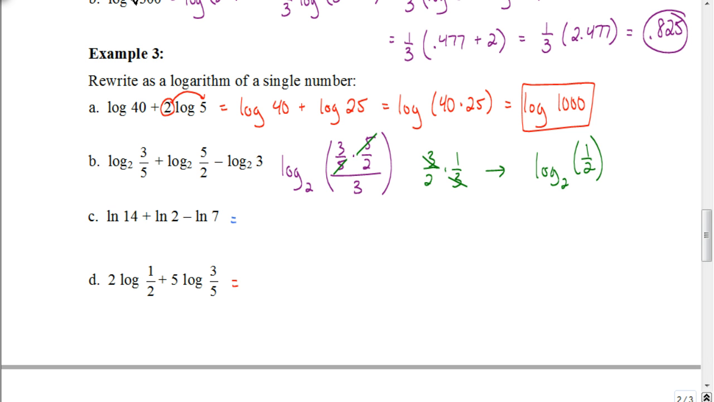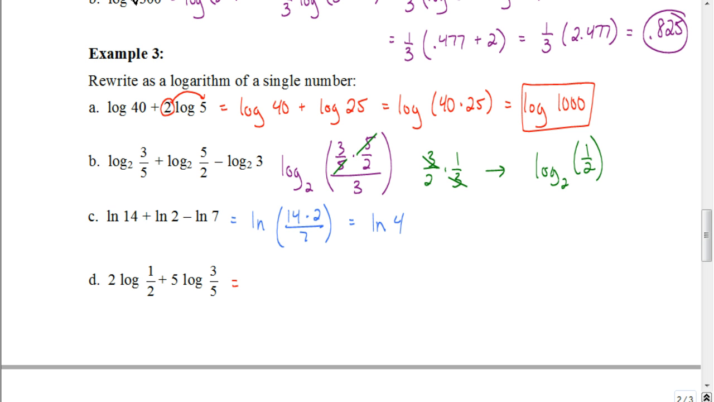Okay, let's see how you did here with this first one. This first one is a little easy because you want to write this as a single logarithm, and since they all have the same base, we can combine these together. So it would be the natural log of 14 times 2 divided by 7. Now you could simplify that before multiplying it. If I wanted to, I could take 14 divided by 7 and get 2, and 2 times 2 would be 4. Or I could take 14 times 2 and get 28, and 28 divided by 7 is also 4. But remember, it's the natural log of 4 that would be your final answer.